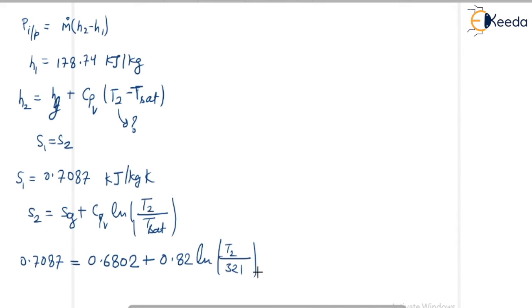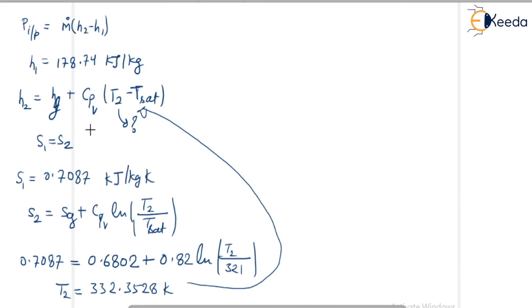That means 273 plus 48 degrees Celsius, that means 321 Kelvin. Okay, my dear friends, so here we have to easily calculate the value of T2, and the value of T2 is also in Kelvin, 332.3528 Kelvin. This is our temperature T2, and by substituting this T2 value in this equation, we have to easily calculate the H2 value.